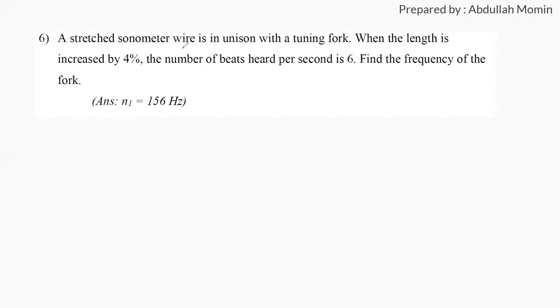So a stretched sonometer wire is in unison with a tuning fork. So initially the frequency of wire and frequency of tuning fork are equal. When the length is increased by 4%, so L2 is equal to L1 plus 4% of L1. So number of beats heard, that means N1 minus N2, is 6 beats per second. Find the frequency of the fork. We are supposed to find out the initial frequency.